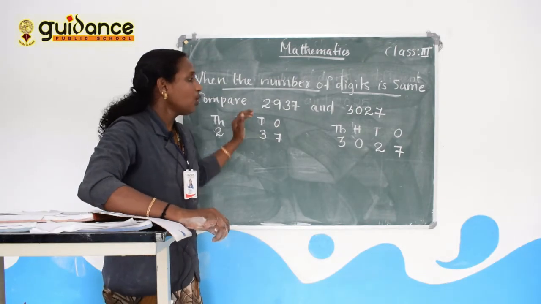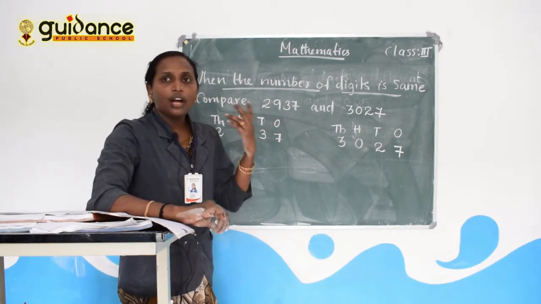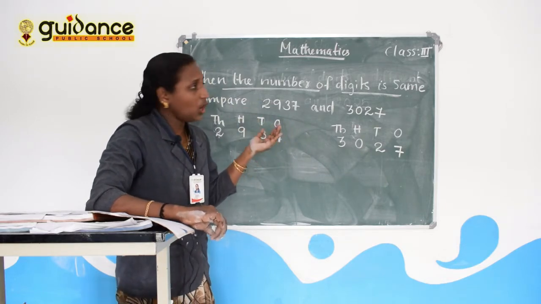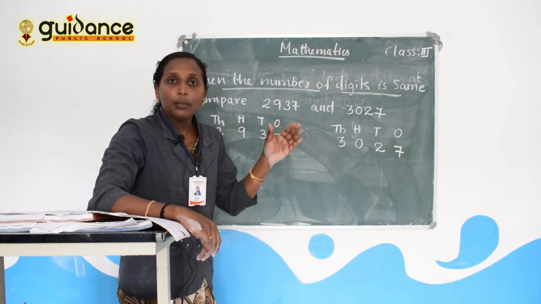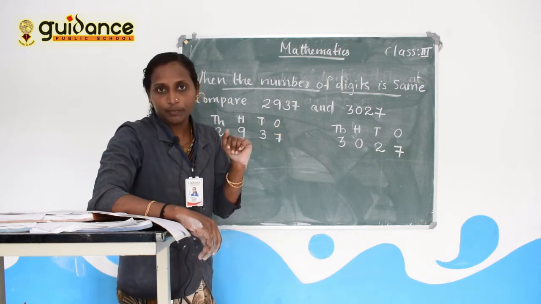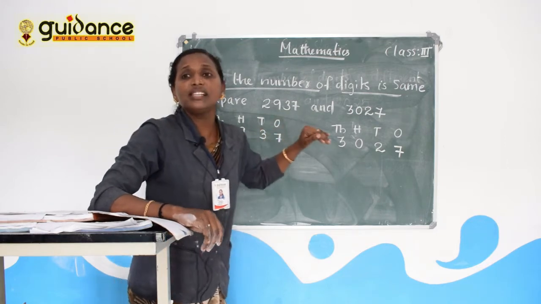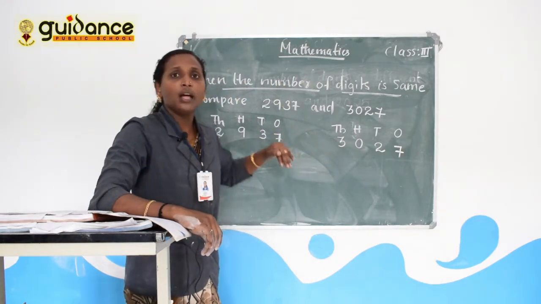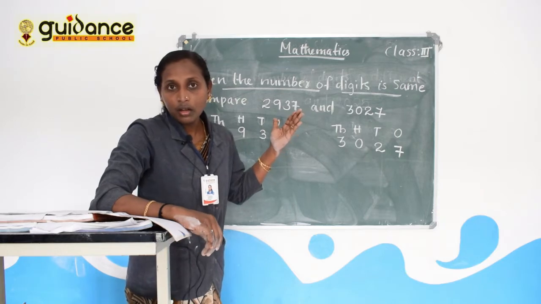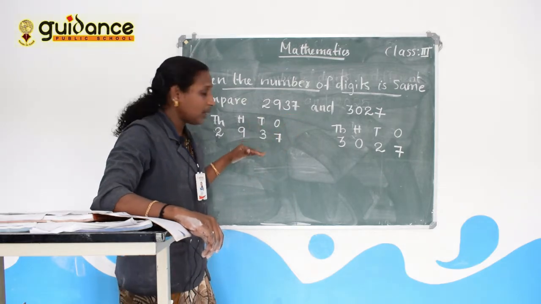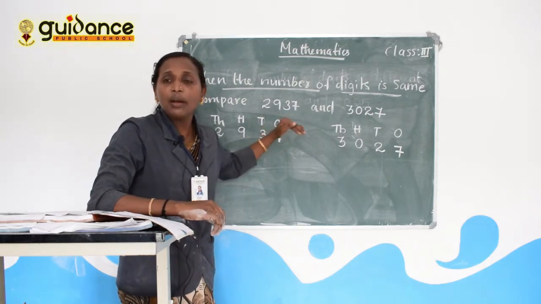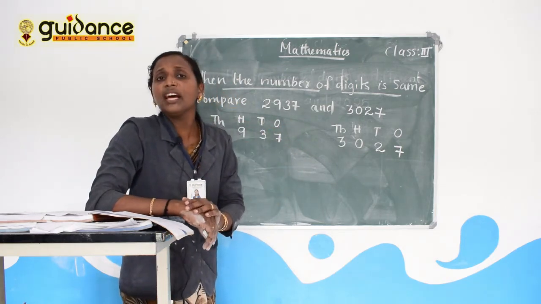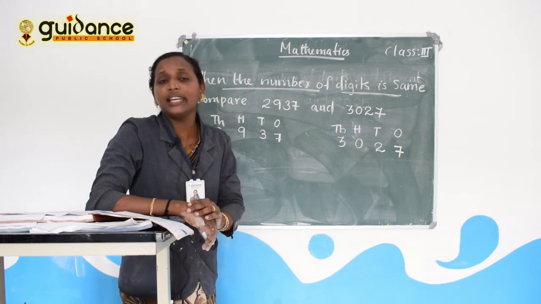So we can't solve this problem by the above method, because in the above method the number of digits was different. In this case the number of digits is the same. So we will use another method. We compare numbers with equal digits.